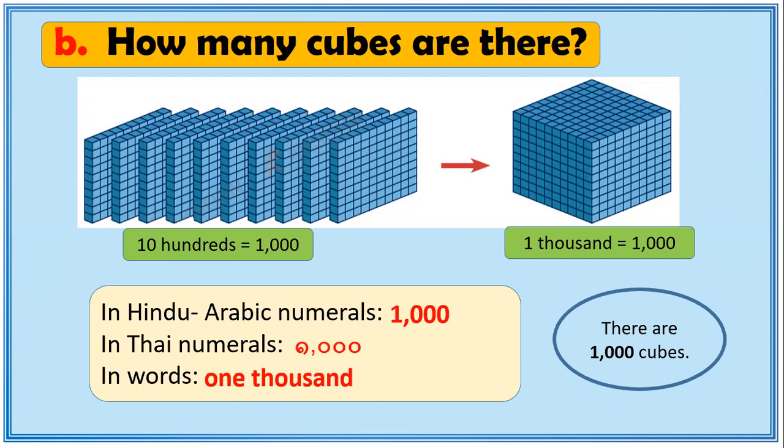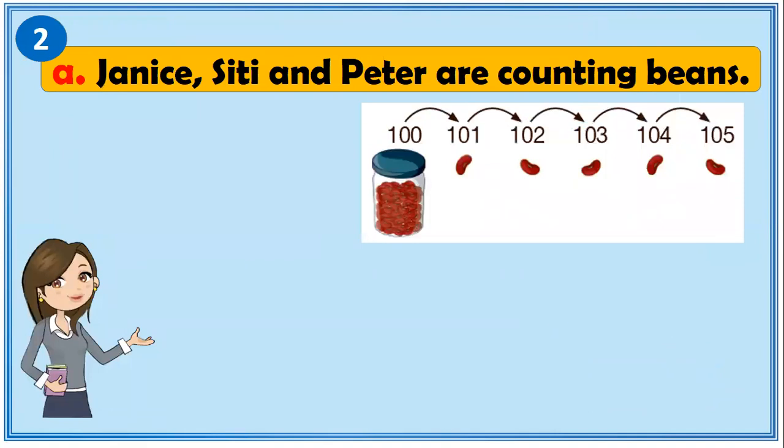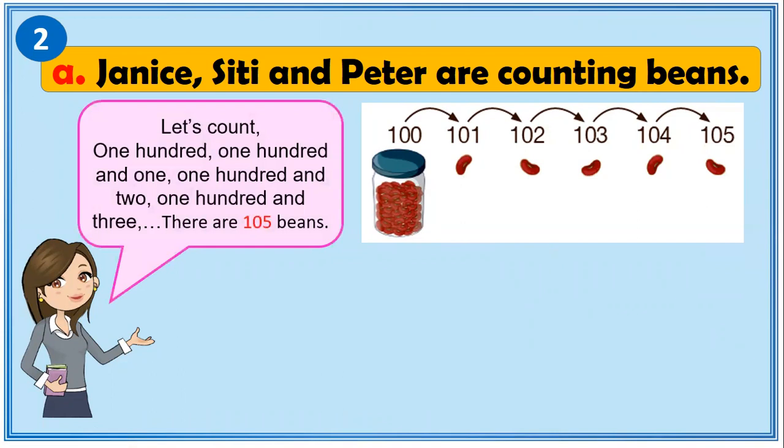All right. Now let us have another example. Example number 2: Janice, Siti, and Peter are counting beans. As you can see in the illustration, we have a jar of beans and some pieces of beans. Now let us count the number of beans. Again, this is 100. So let us continue counting.